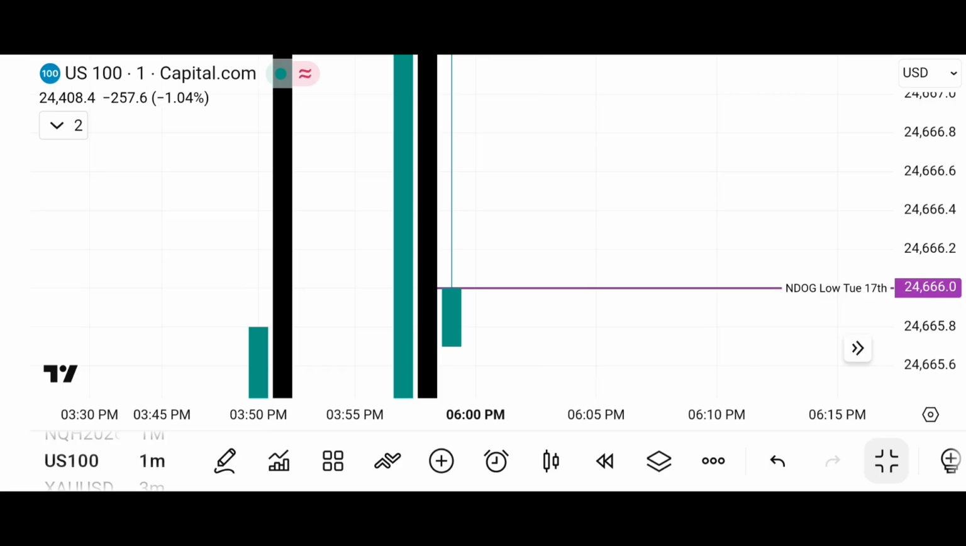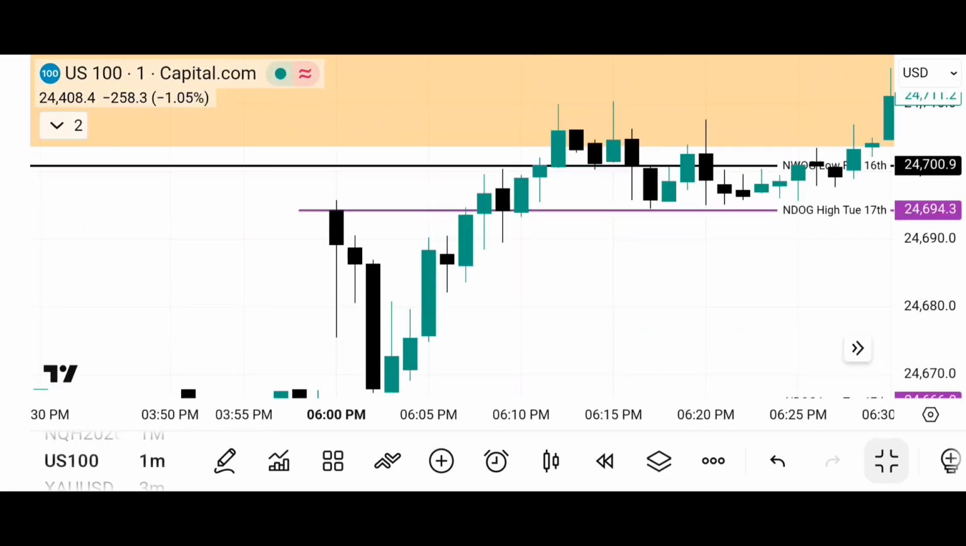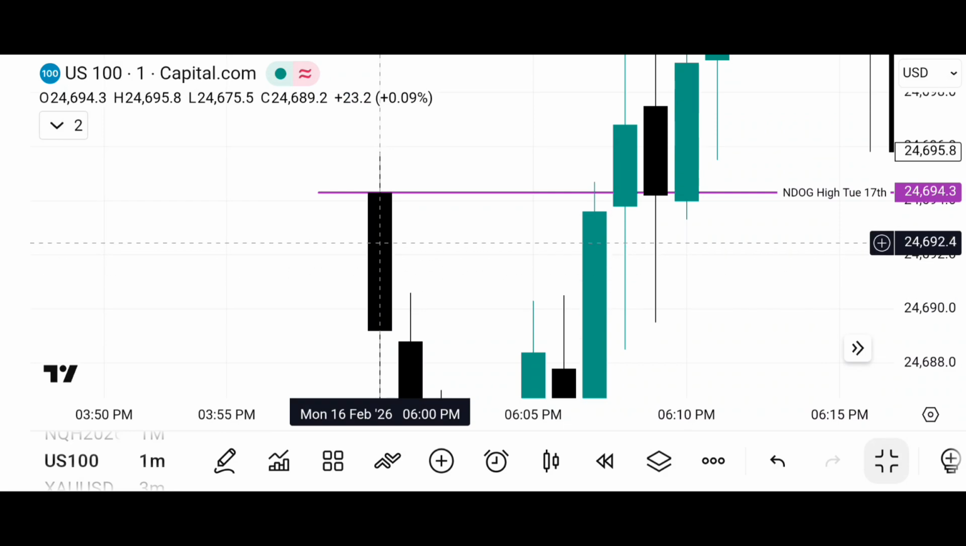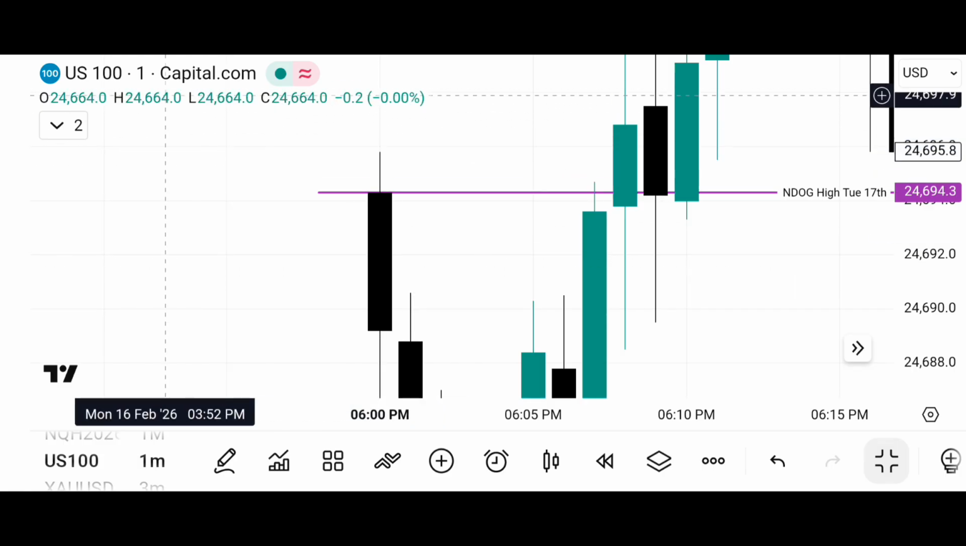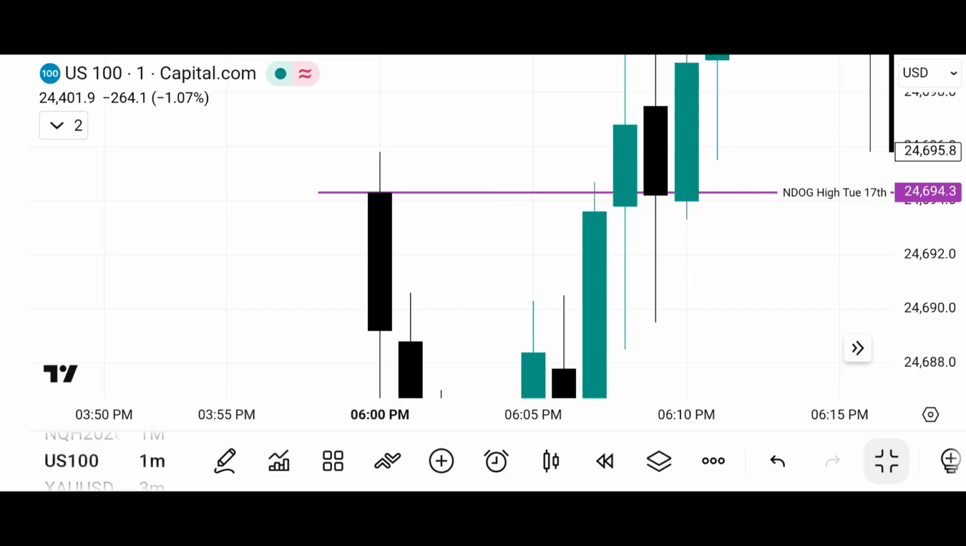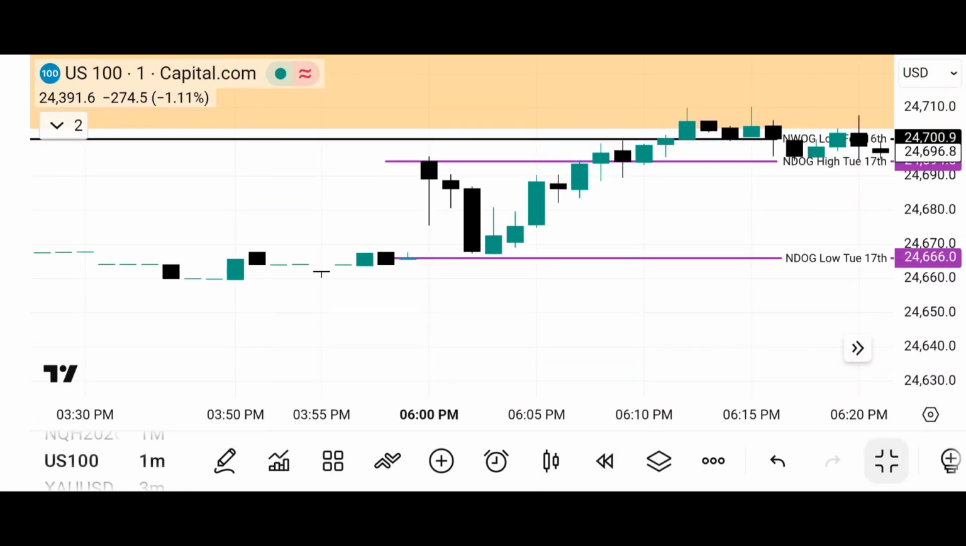24,666. Now the line at the top, that's the new day open gap high, is going to be drawn at the open of this candle where the market opens. So what's the open of this candle? Look at the top, look at O, take your eyes to O, that's the open. The open of the candle is 24,694.3, and that's the same level where this line was drawn. So that's how you get your lines correctly, and that's the same way you draw the new week open gap as well. So I will repeat this process so you get it.